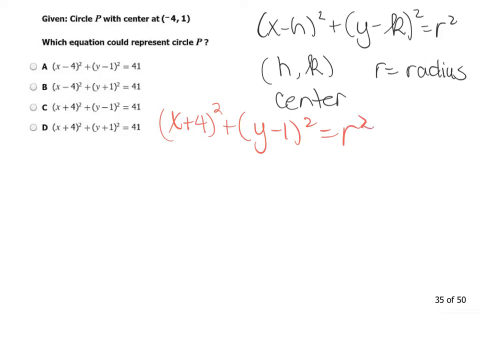So x plus 4, well, this one isn't x plus 4, so we'll go ahead and eliminate those. So we have it down to the last one, x plus 4, y minus 1. Well, nothing else needs to be done. Just make sure with these types of problems where you see circle and center, refer to your formula sheet.